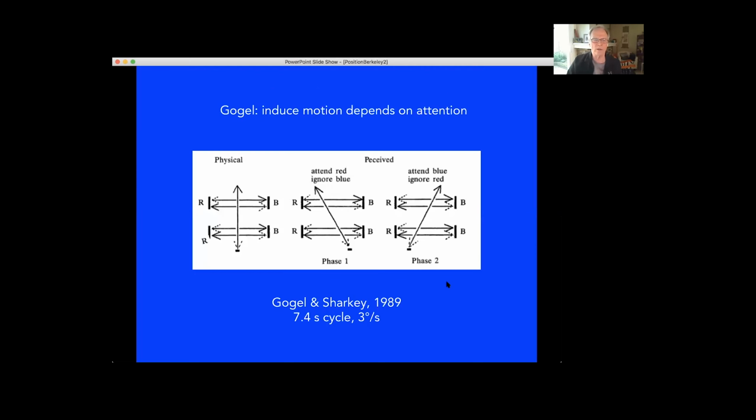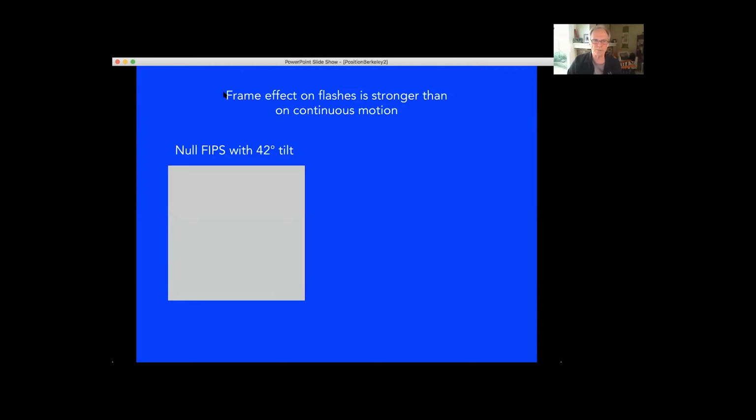Also, Gogol, if you know the literature, did a number of excellent studies, one of them involving attention, which I won't show you here. I just showed you his diagram. He makes red and blue go opposite directions. They go back and forth this way, and then there's a vertical dot moving up and down, and he asks you to pay attention to the red or to the blue, and when you do, you see different directions of motion. So you can show the induced motion attentional effects.